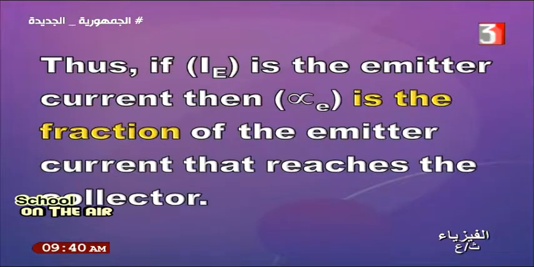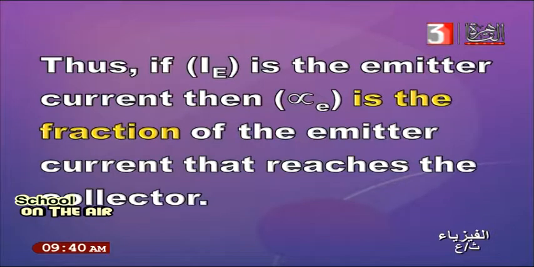So if IE is the emitter current, alpha E is the fraction of the emitter current that reaches the collector. Let me explain this. IE is the emitter current, alpha E is the percentage. For example, 97% of the emitter current reaches the collector. So I can say IC, the collector current, equals alpha E times IE.